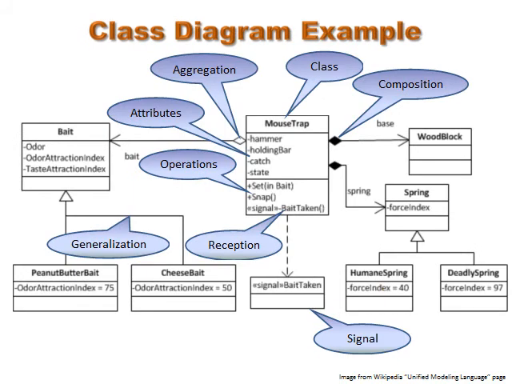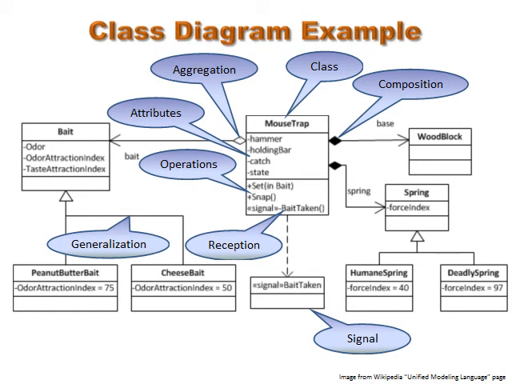Okay, class diagrams. We kind of covered a lot of this already, so I'm not going to stick on this too long. Just looking around, at the bottom, in the middle, there's something called signal bait taken. It's shown as an actual class. The reception on the upper left is an operation, and it basically shows that it handles the bait taken signal. The bait taken signal itself is a class as well.